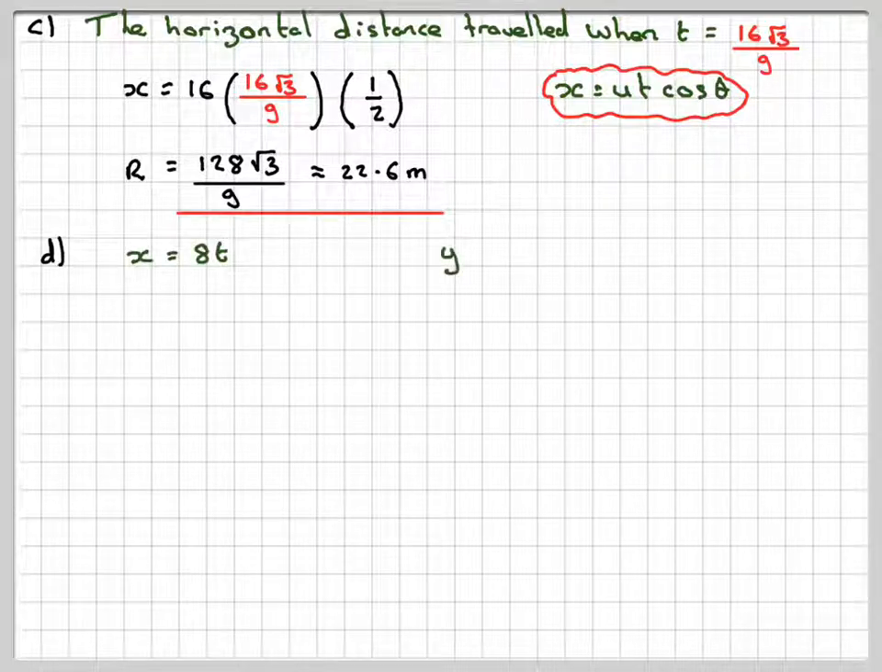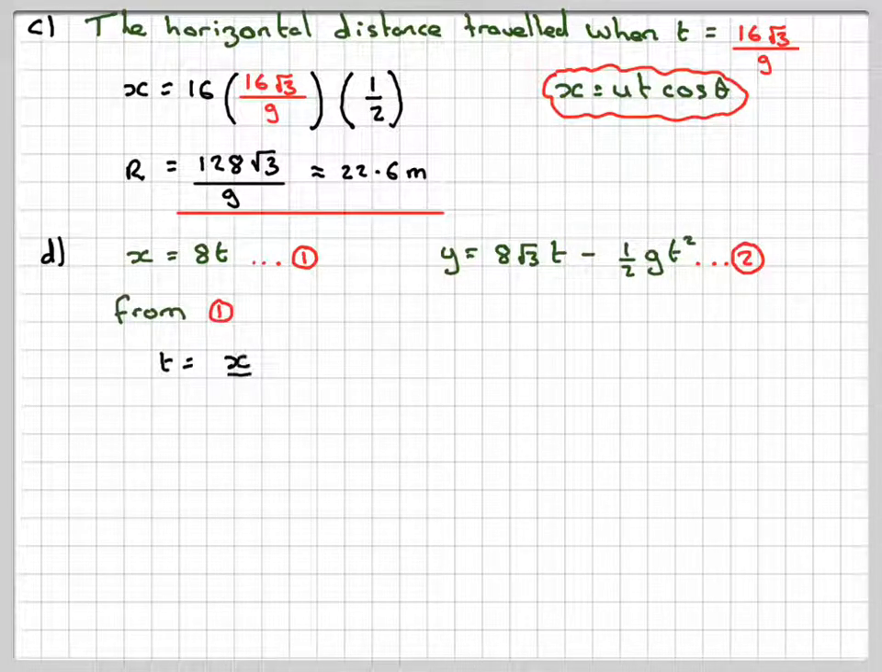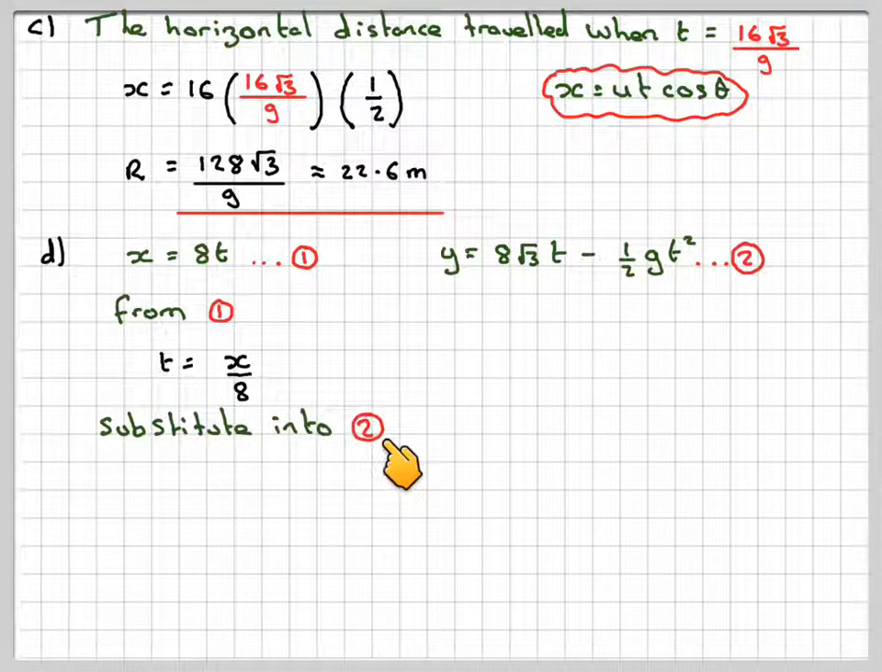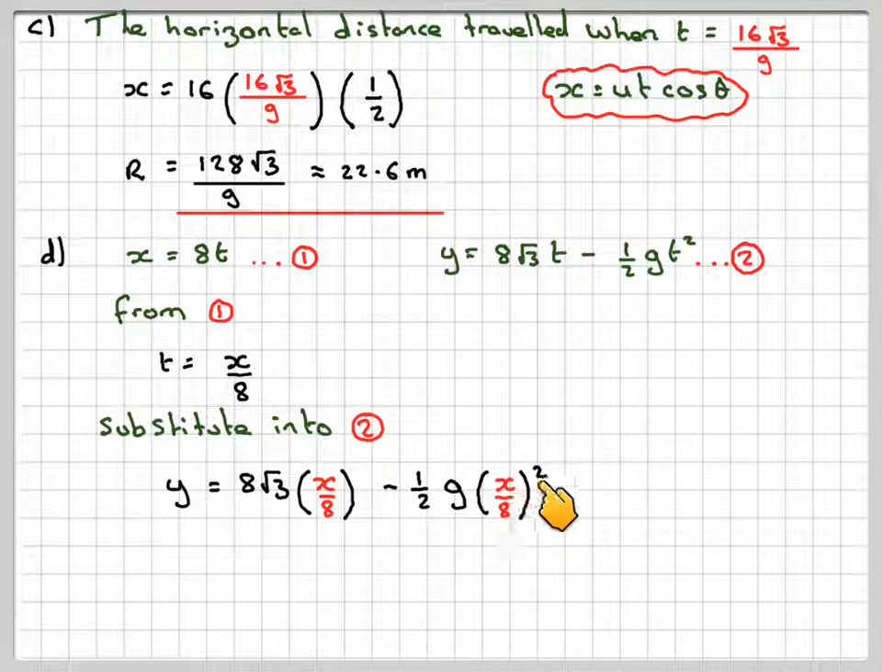Now the final point is to find the equation of the path. So if we take the displacement components, this is the horizontal component, which is 8t, and this is the vertical component, which is 8 root 3t minus a half gt squared. We'll call this one equation 1, this one equation 2. From 1, we can say that t is equal to x over 8, and we substitute x over 8 into 2. We're going to get that y is 8 root 3 times x over 8, minus a half g times (x over 8) all squared.